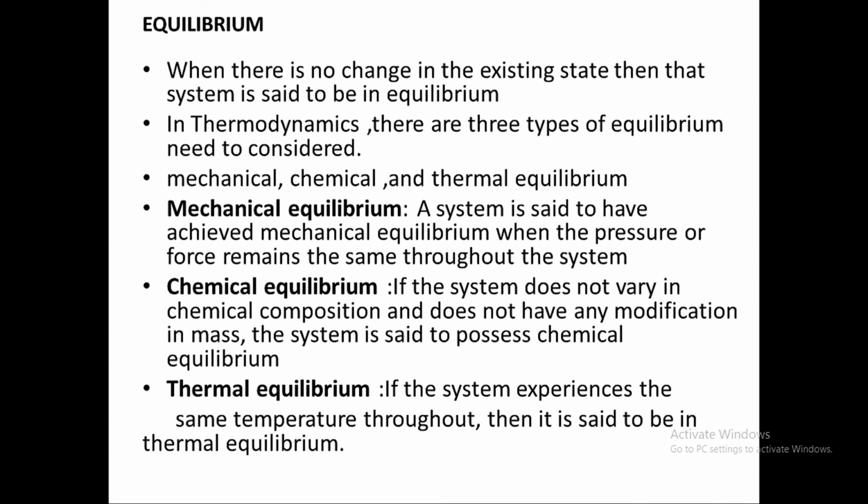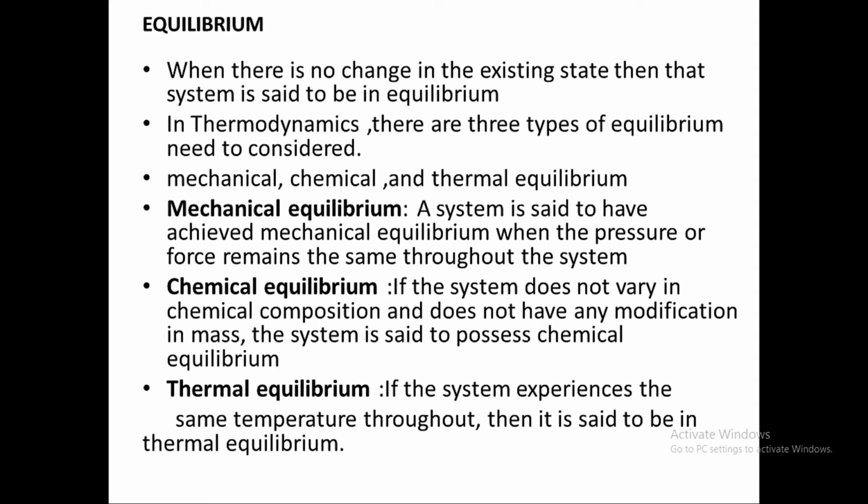So next, go to equilibrium. When there is no change in the existing state, then that system is said to be in equilibrium. In thermodynamics, there are three types of equilibrium that need to be considered: mechanical equilibrium, chemical equilibrium and thermal equilibrium. So what is mechanical equilibrium? A system is said to have achieved mechanical equilibrium when the pressure or force remains the same throughout the system.